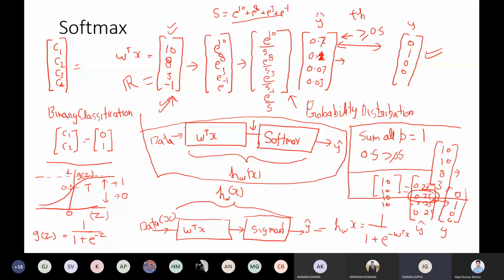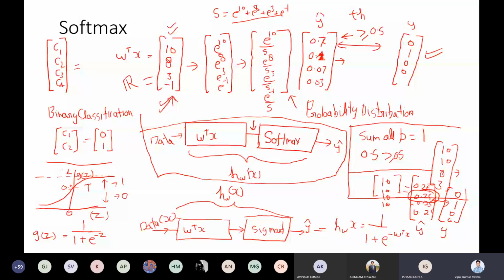Is there any specific reason to take e raised to the power 10 and e raised to the power 8 in order to make values positive? Yes, because if you want a probability distribution, you cannot have positive and negative values both.